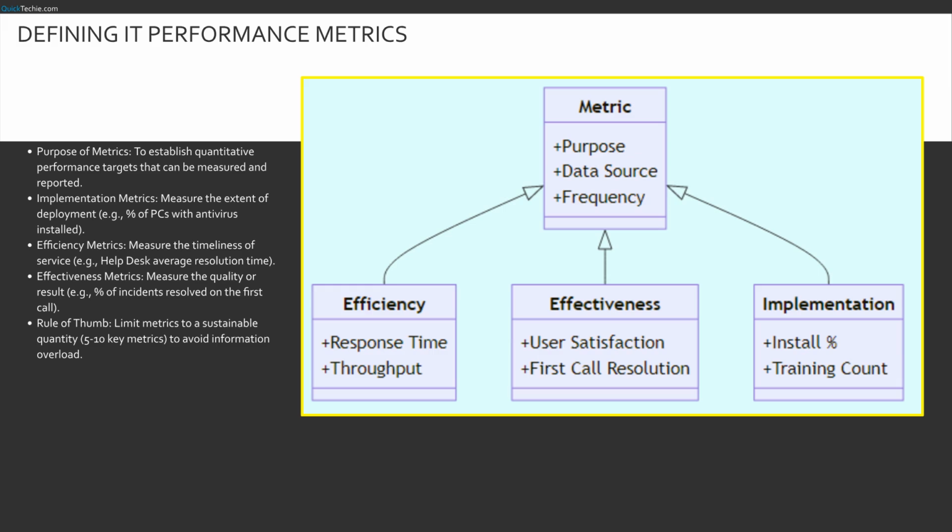This diagram shows the taxonomy of metrics. The parent class metric requires a purpose, data source, and frequency. From there, we derive 3 specific types. Efficiency focuses on speed, response time. Effectiveness focuses on quality, user satisfaction. Implementation focuses on coverage, install percentage. A complete SLM program uses all 3.